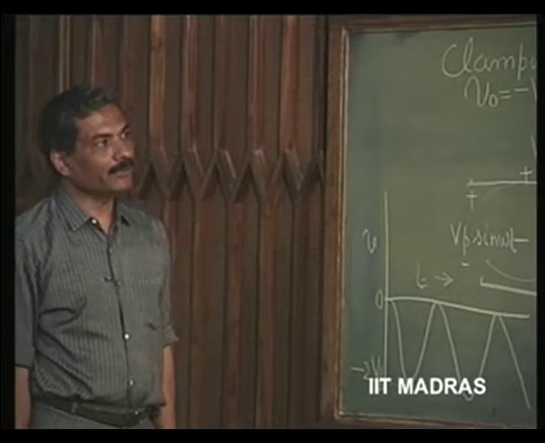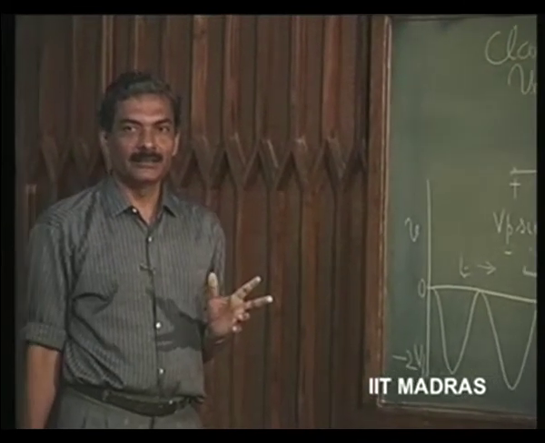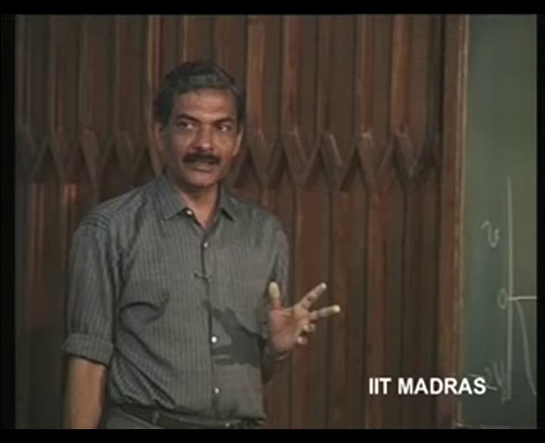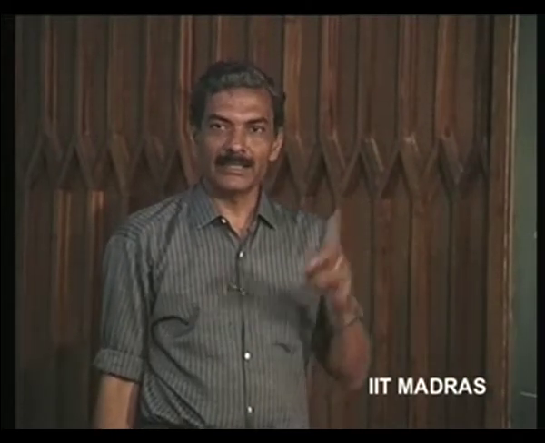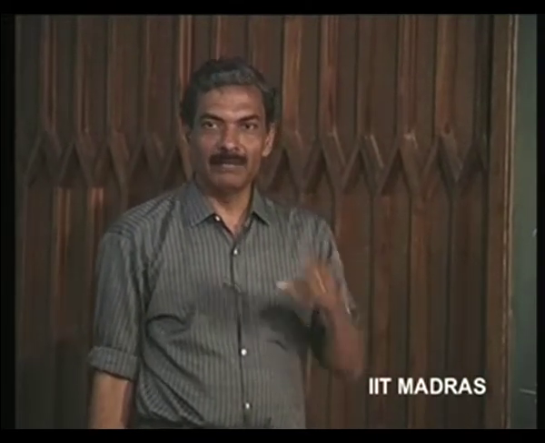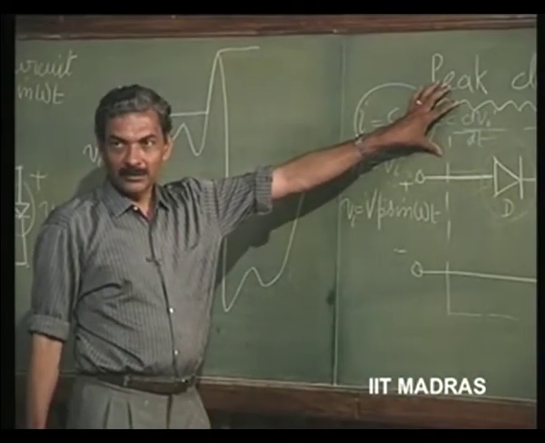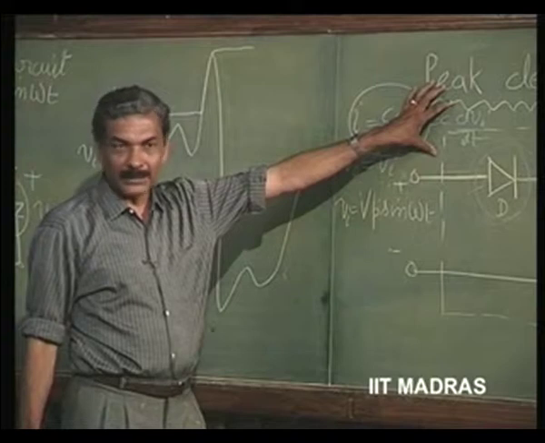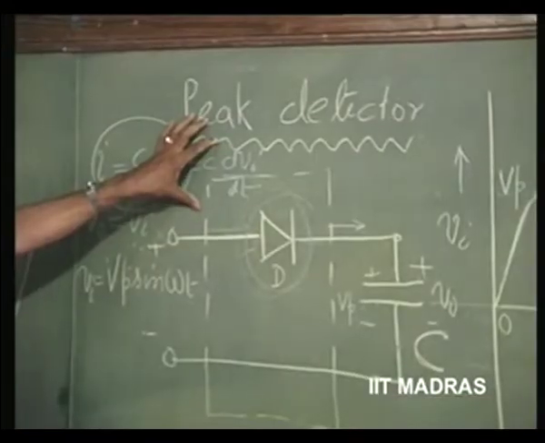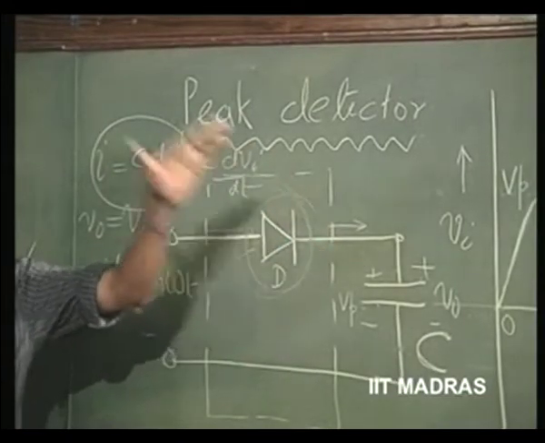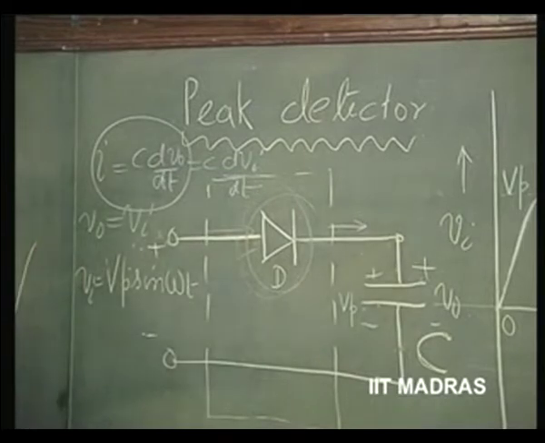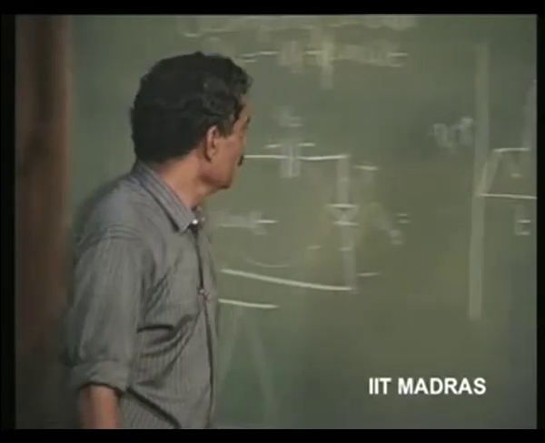Now, I have pointed out two applications of the diode in combination with capacitor. A diode in series with the capacitor will give you two applications. First is the peak detector. If you take the voltage across the capacitor, you will find that the voltage across the capacitor is going to remain constant at Vp.